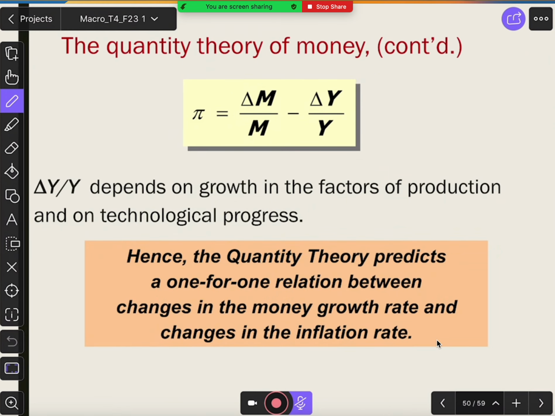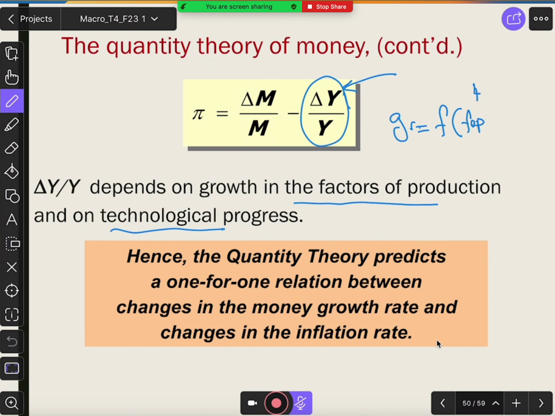So the quantity theory of money has implications, right? When you think about what the factors affecting this part are, it has the factors of production and technological progress. You think about what factors are responsible for economic growth, because this is economic growth. So you would ask, what are the resources available? Factors of production, I'm going to write it as FOP, but you already know those are labor, capital, land, and entrepreneurship. And also you can add the technological ability of the economy.